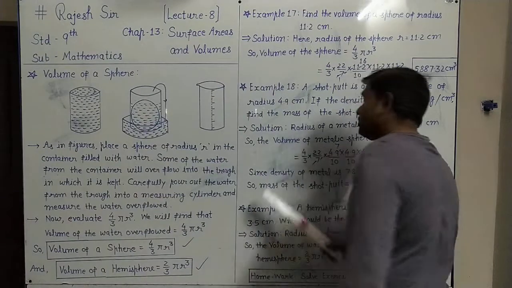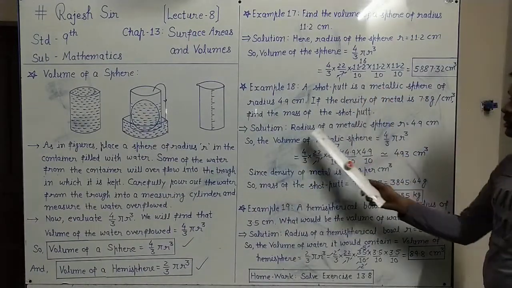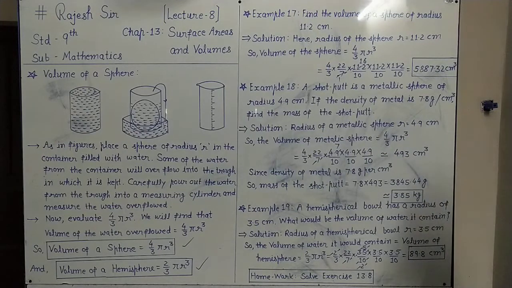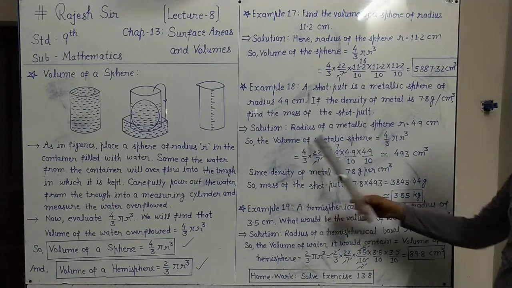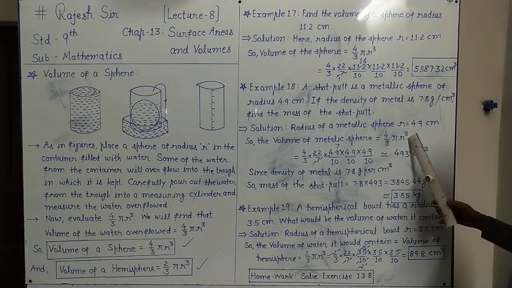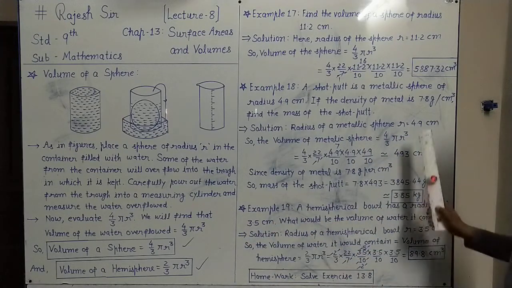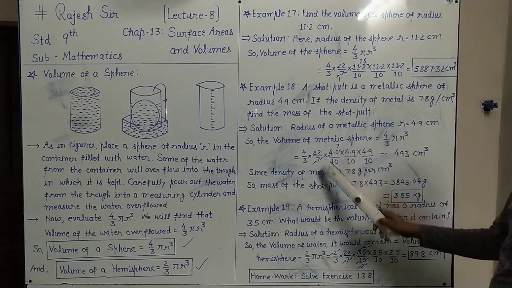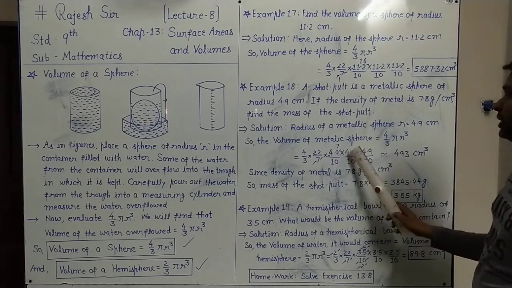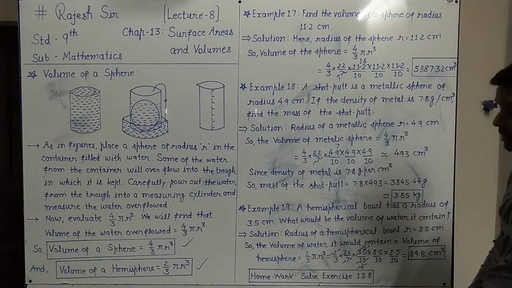In the solution, the radius is given. The radius of the metallic sphere is r equals 4.9 centimeter. Therefore, the volume of the metallic sphere is 4 upon 3 pi r cube. That is the formula we have. Place the values: 4 upon 3 pi is 22 upon 7. r cube is 4.9 cubed, which is 4.9 into 4.9 into 4.9.